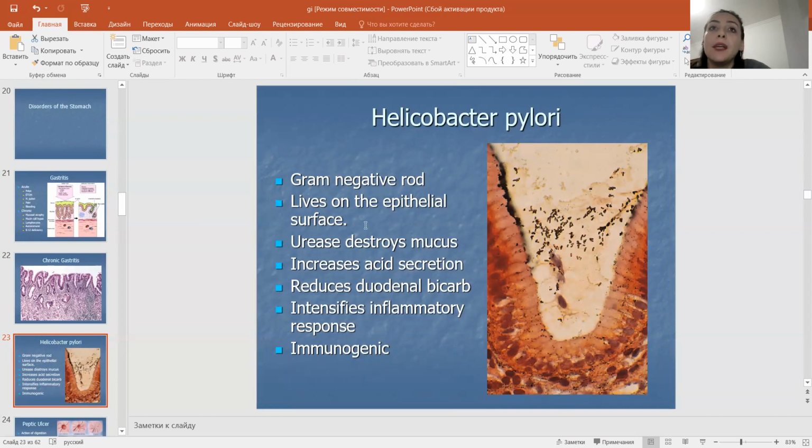It is a gram-negative rod that lives on the epithelial surface, where it destroys mucus, increases acid secretion, intensifies the inflammatory response, and is immunogenic.